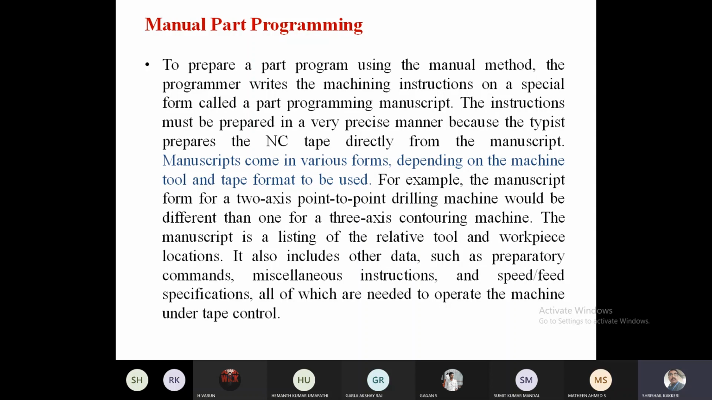At the same time, he is going to write programs which will control the activities of the machine tool. For example, the spindle has to rotate in the clockwise direction, the spindle has to rotate in the counterclockwise direction, the coolant should be on, the coolant is off, and the table movement and the tool movement. All these together in series he is going to write as instructions, which will be taken as instructions by the machine. So this is manual part programming.